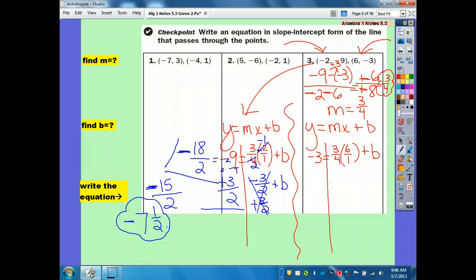Now our equation then would be y equals 3/4 x minus 7 and 1/2. Are we done? This is one.